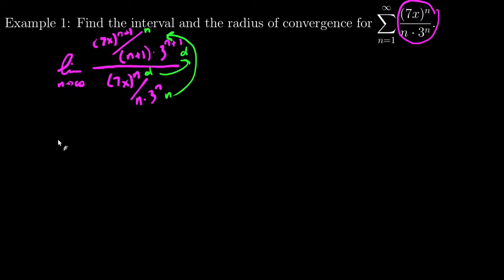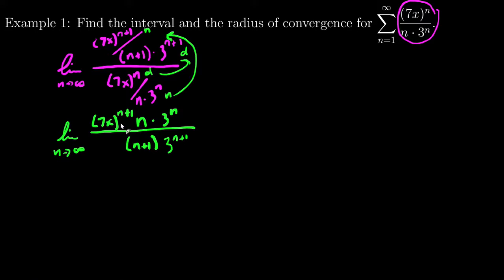So when I work this out, I'm going to get the limit as n approaches infinity. And if I'm smart about it, I can see things nicely. So I'll put the 7x to the n plus 1, I'll put the n and the 3 to the n. Those are all the things in the numerator. And when I write the things in the denominator, I'll line them up with what they correspond to. So the n plus 1 corresponds to the n. The 3 to the n plus 1 corresponds to the 3 to the n. And the 7x to the n corresponds to the 7x to the n plus 1.